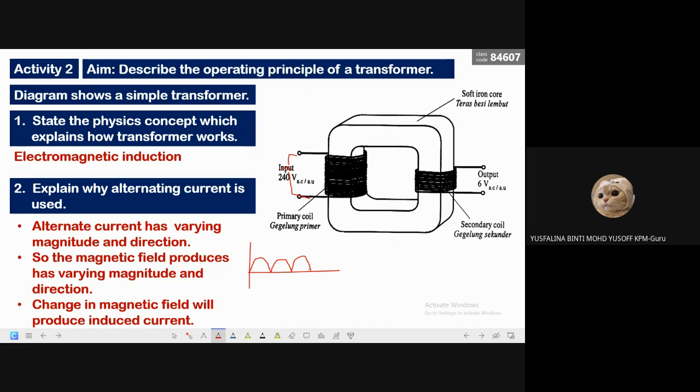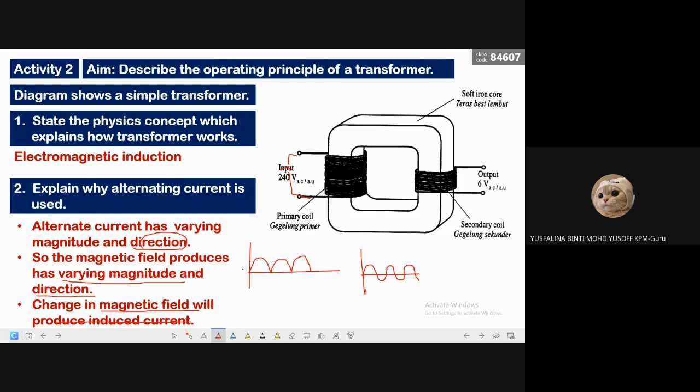Okay, direct current. But for the AC graph, this is the graph for the AC generator, which means there is a change of direction there. So the magnetic field produced has varying magnitude and direction. And a change in magnetic field will produce the induced current. That is what I said just now: a change of magnetic flux, or magnetic field, can produce the induced current.